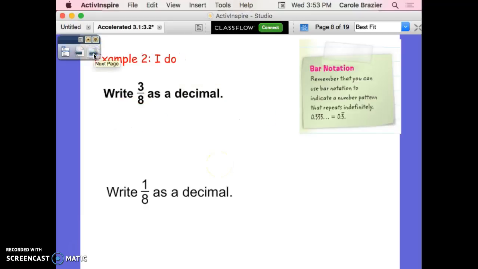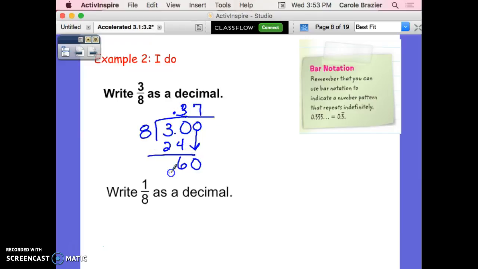Okay, when you're writing these as decimals, these ones don't play nice. They don't go into 10, so I have to do the long division. So 3 divided by 8. 8 doesn't go into 3, so I annex a 0. 8 goes into 30 3 times. So 8 times 3 is 24. Left with 6. 8 goes into 60 7 times. So 8 times 7 is 56. Left with 40. Annex a 0. And then I'm left with 5. You have to continue to go until you get 0 or it begins to repeat. This one ends, so it's a terminating decimal.